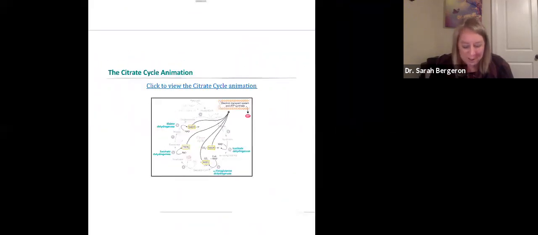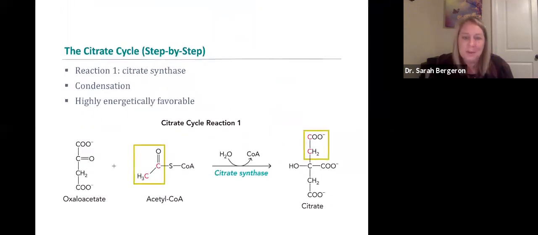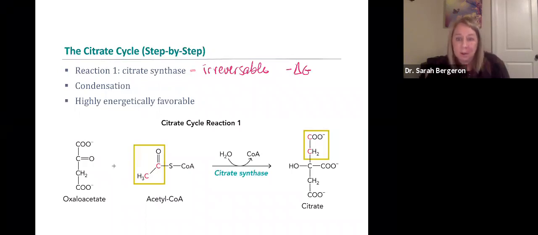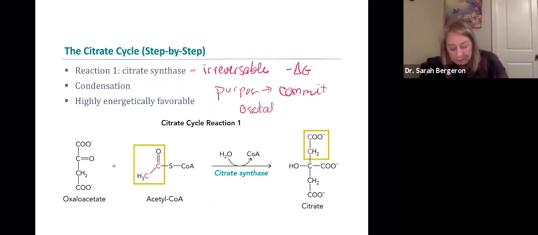All right, so let's go through these step by step, right? When we look at that very first reaction of citrate synthase, this reaction is irreversible. And how do we know it's irreversible? It's that large negative delta G value. So the purpose of this is really to commit our acetate unit of acetyl CoA to oxidative decarboxylation. So make sure you write that down. Purpose: we're really going to commit the acetate unit to oxidative decarboxylation, right?